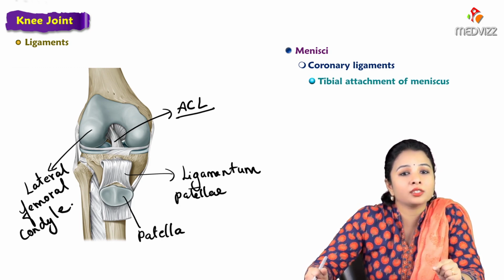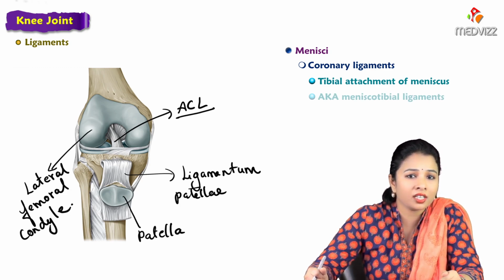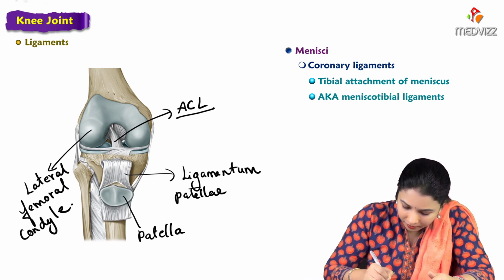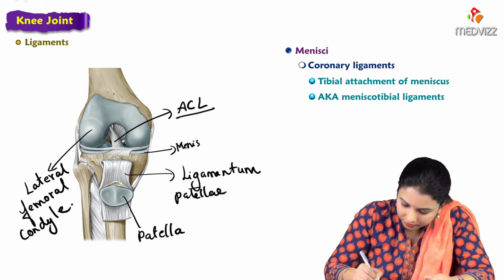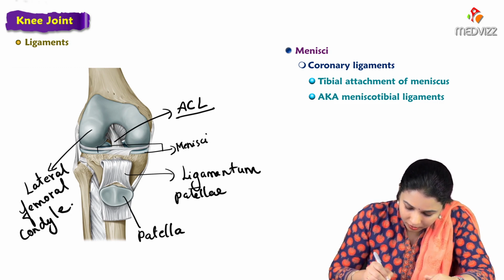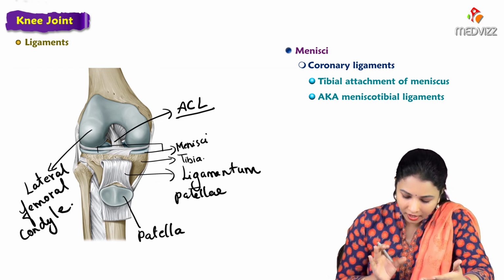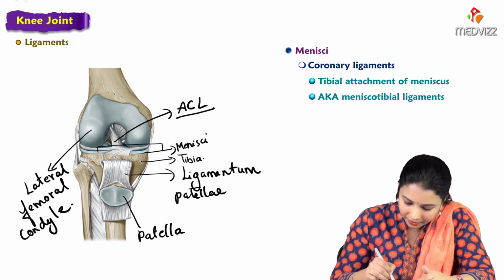The tibial attachment of the meniscus is known as the coronary ligament, which is otherwise called the meniscotibial ligament. So here, these are the menisci, both medial and lateral meniscus. Below that is the tibia. Here is the anterior aspect after reflecting the patella and the ligamentum patellae.